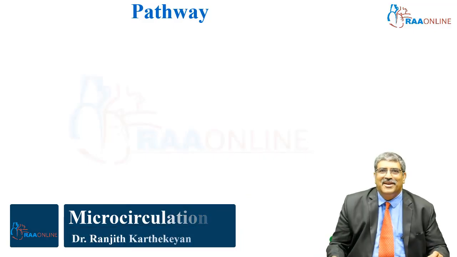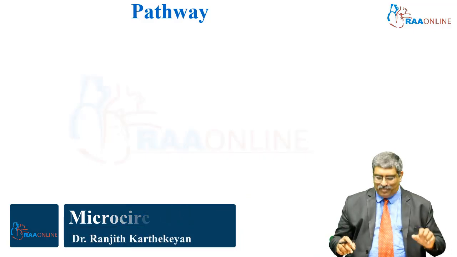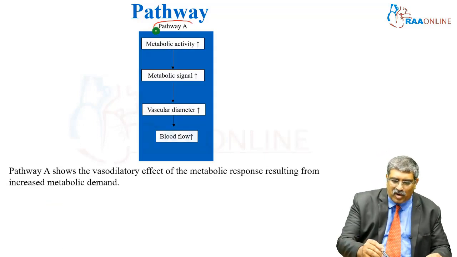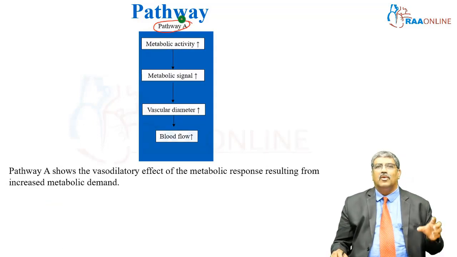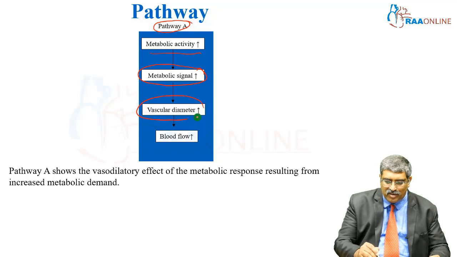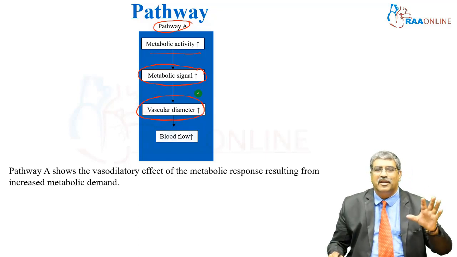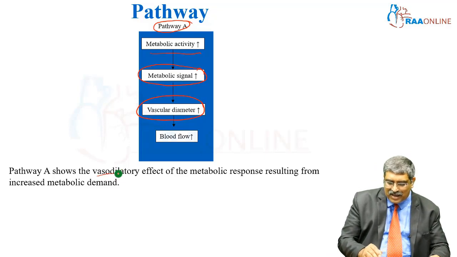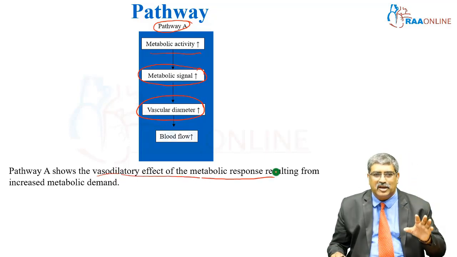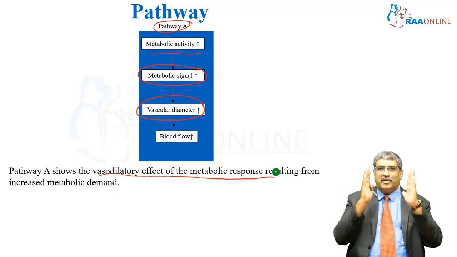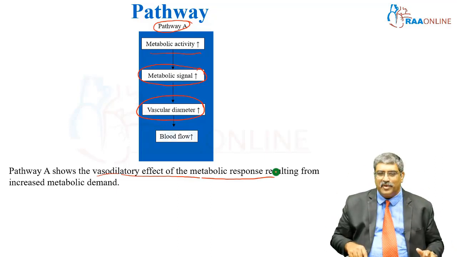Now coming to the various pathways in microcirculation. The first is the metabolic pathway. There is increased metabolic activity, which increases the metabolic signal, thereby your vascular diameter goes up and the blood flow is increased. This pathway shows the vasodilatory effect of metabolic response resulting from increased metabolic demand. So, the first pathway is the metabolic pathway.